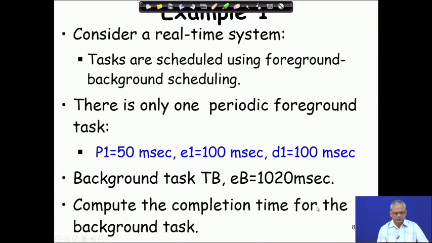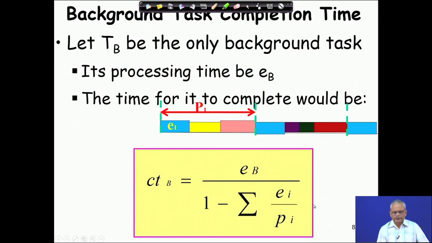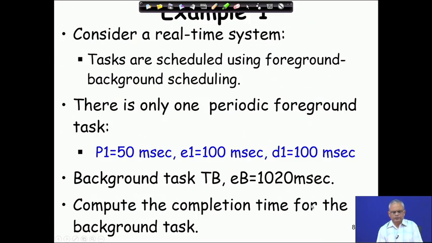So, let us do one exercise. Let us consider there is a very simple case where there is only one real time task which is periodic. The period is 50, sorry, the execution time is 50, the period is 100 and the deadline is 100. I just wrote here P1, it should be E1 and this should be P1. So, execution time is 50, period is 100 and deadline is 100. And the background task, the execution time is 1020 millisecond. So, what will be the completion time of the background task? That is the question.